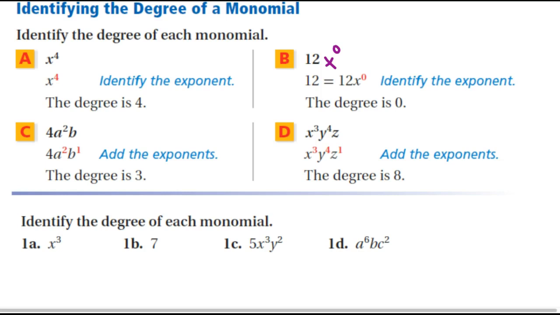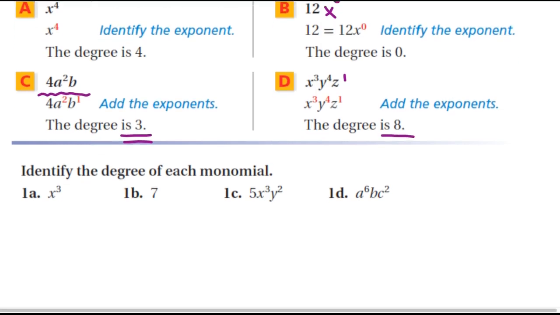C, this one's a little weird because we have multi-variables in here. We have a squared and a b, so the total degree of that is 3. You don't really see that a lot, but it does, I guess, technically come up here if you did have multiple variables in a polynomial. Usually we just have one x. Same thing with D, so the degree of this is going to be 3 plus 4 plus 1, so a total of 8.